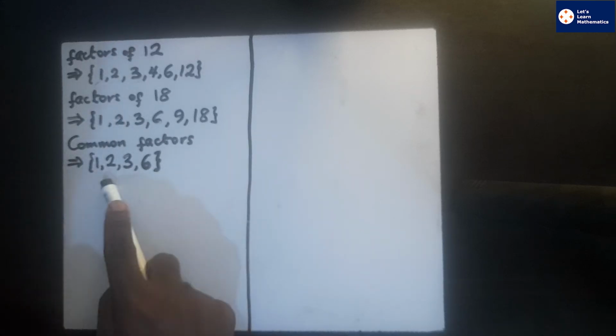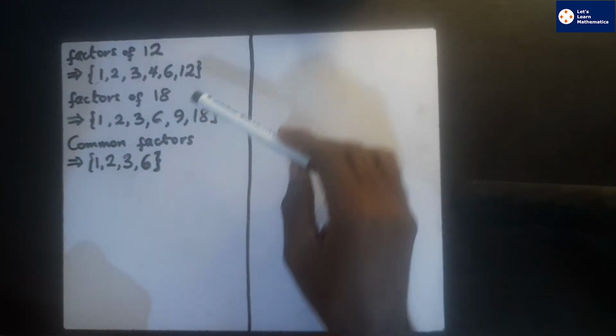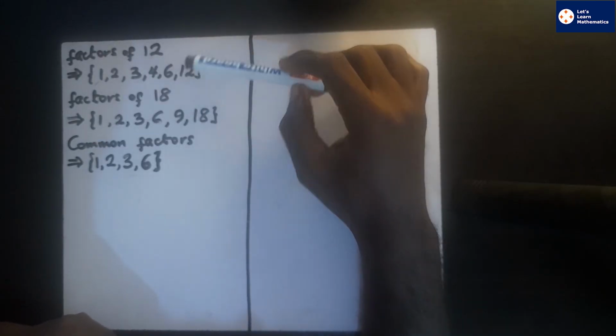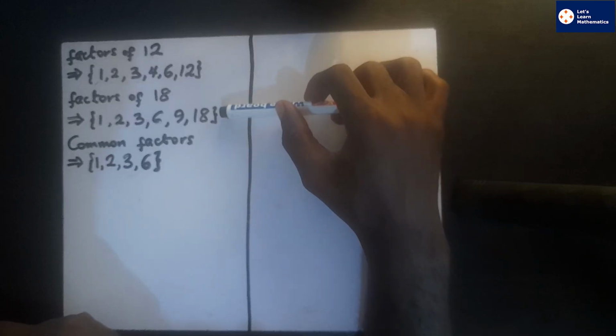So it means that these 4 numbers are the numbers that can be found in the list of factors of 12 and at the same time the list of factors of 18.